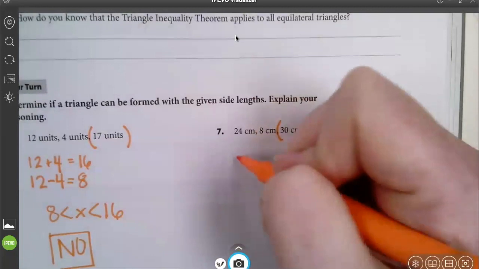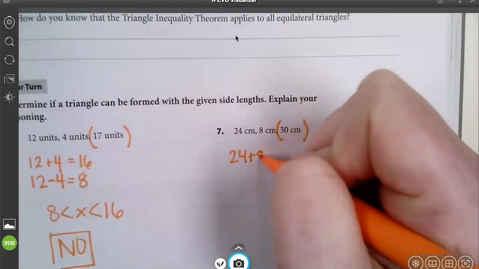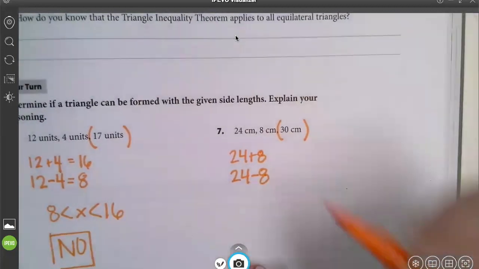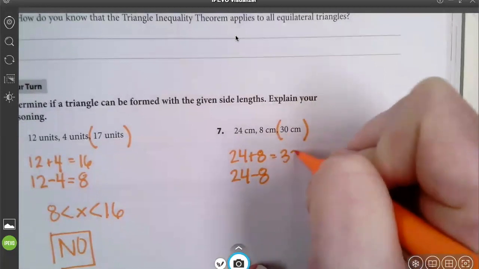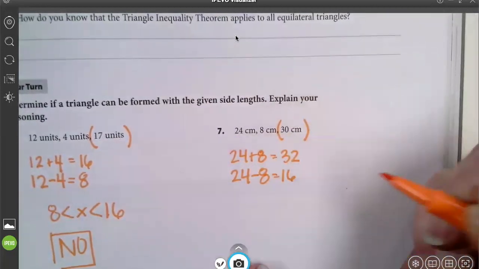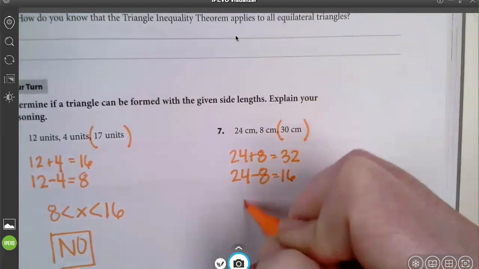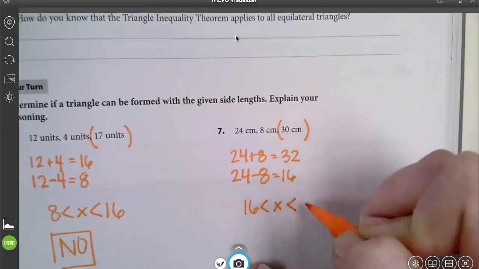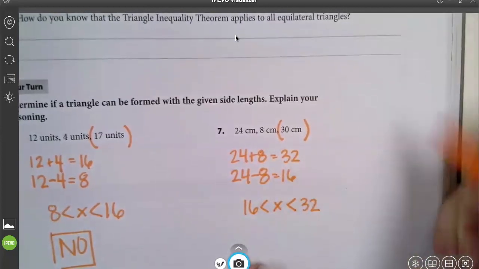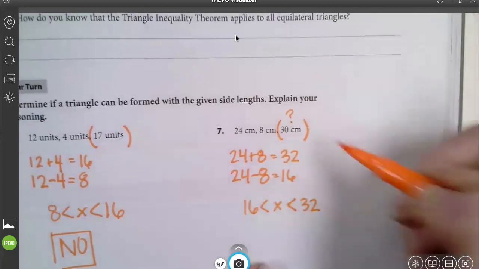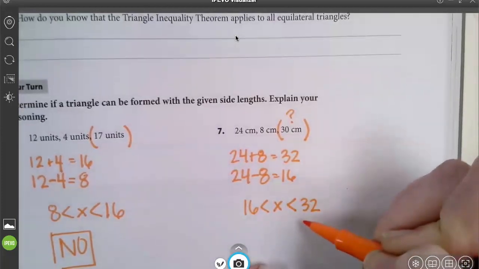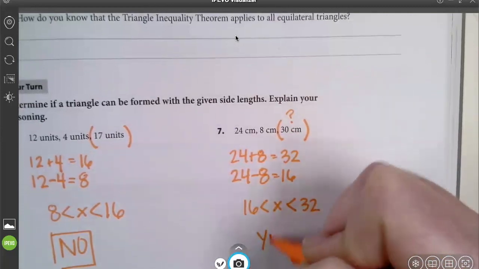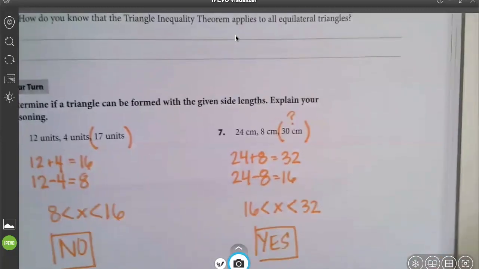24 and 8 are going to be the numbers that I add and subtract to get the extreme values on my range. So 24 plus 8 is 32. 24 minus 8 is 16. So 16 has to be shorter than my missing side, and my missing side has to be shorter than 32. So we check to see if this third side actually does fit within this range, and it does. 30 is less than 32 while being greater than 16. So this does make a triangle.